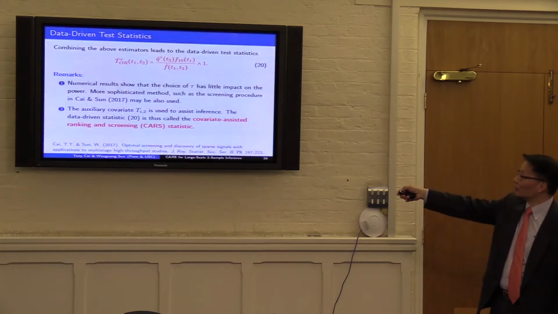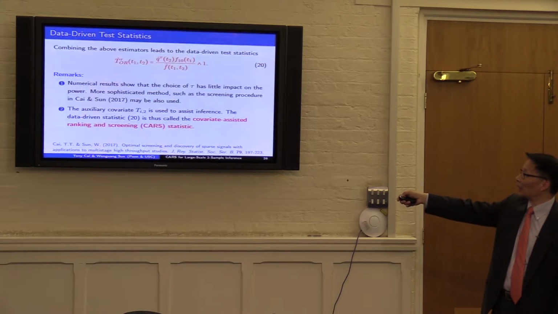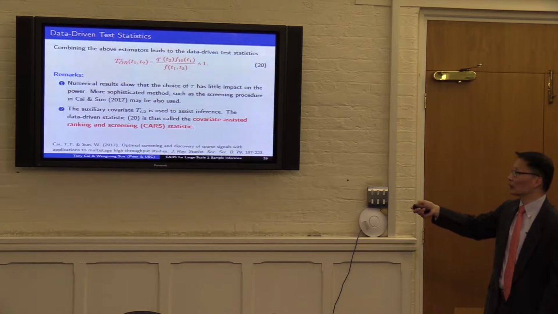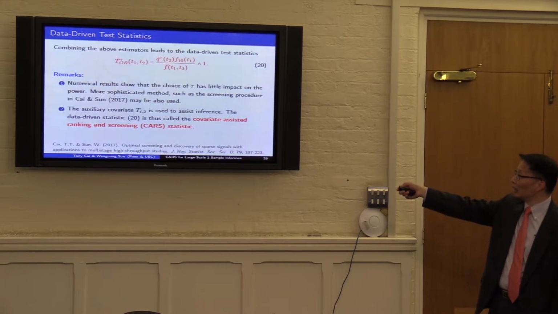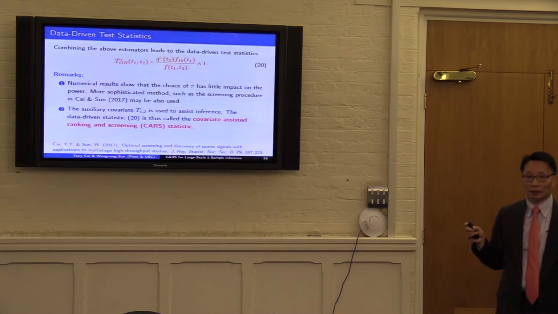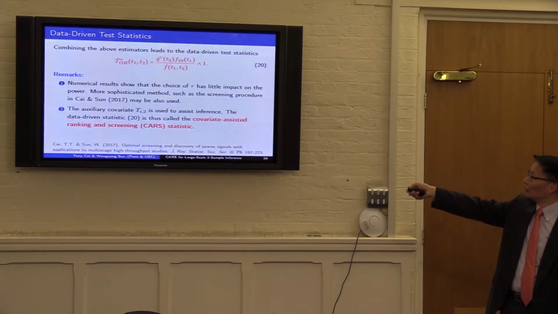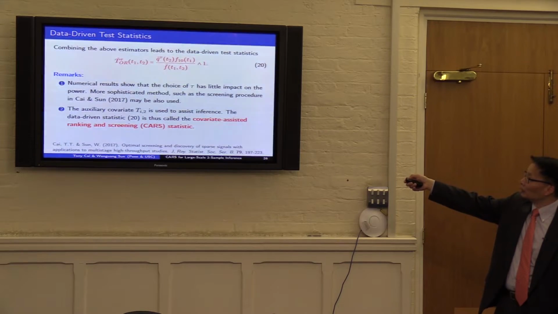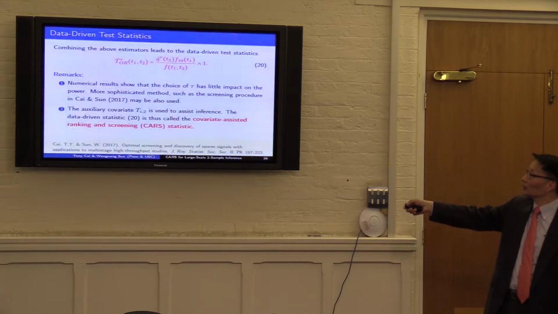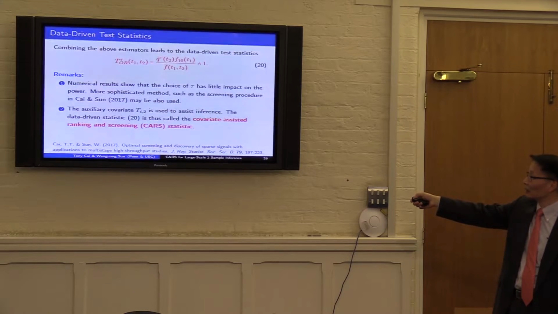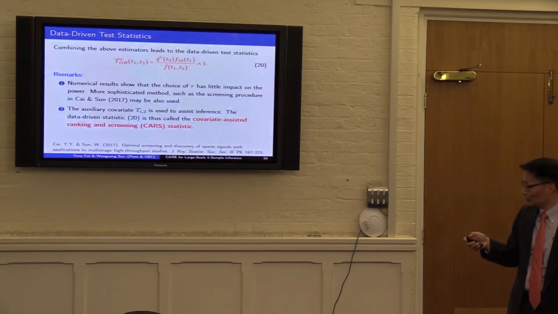And numerical results, which Wenguang will discuss much further later, show that the choice of tau is not important. It's not sensitive to the choice of tau. But if you really want to do something more sophisticated, for example, we have another paper on screening and other things. If you look at the quantity here, both T2 and T1 play an important role in this procedure. So the auxiliary covariate T2 is used to assist inference, and that's very important, and we call this CAS.